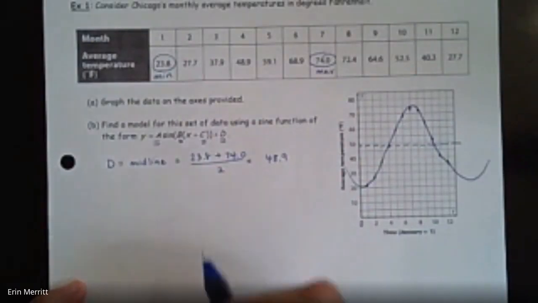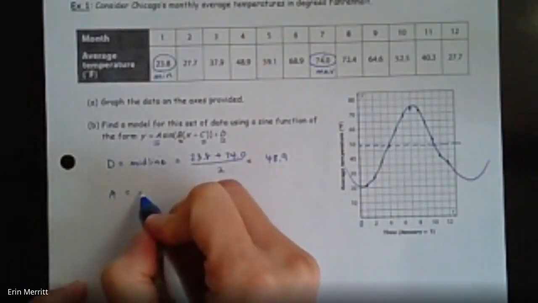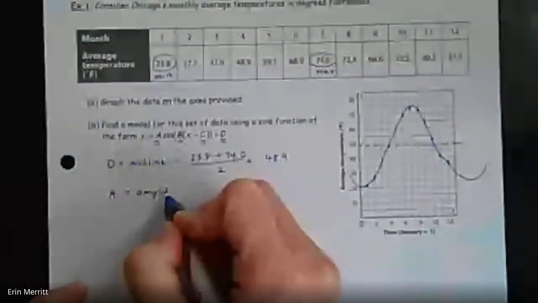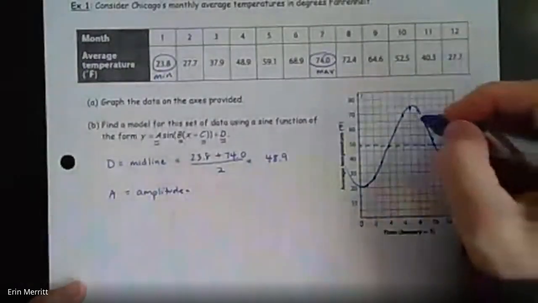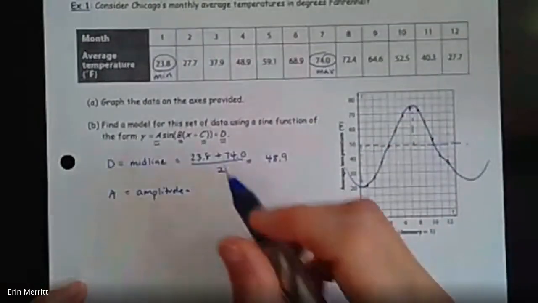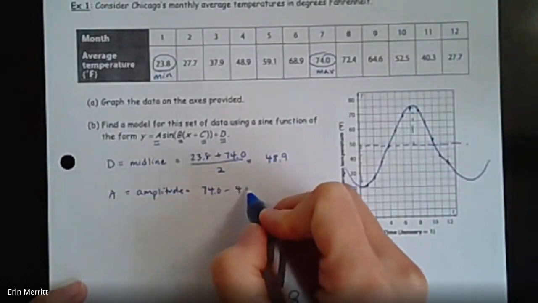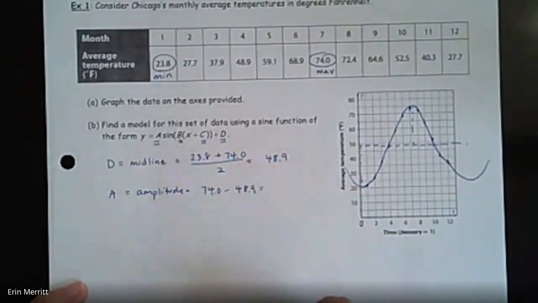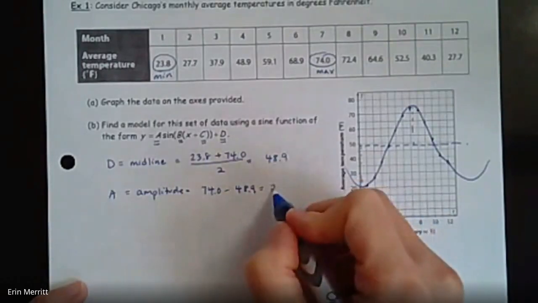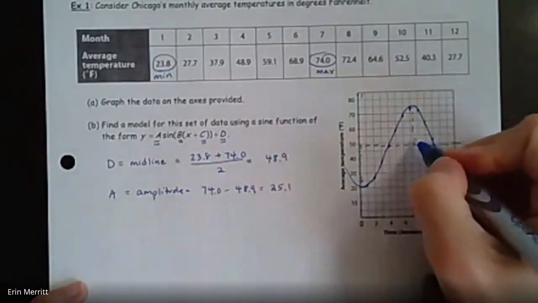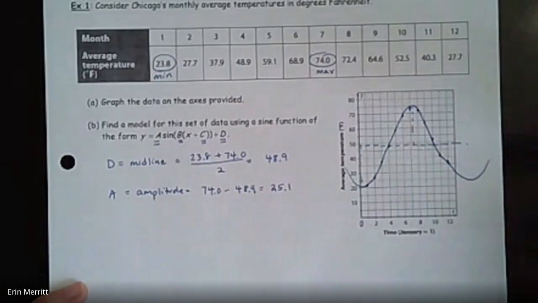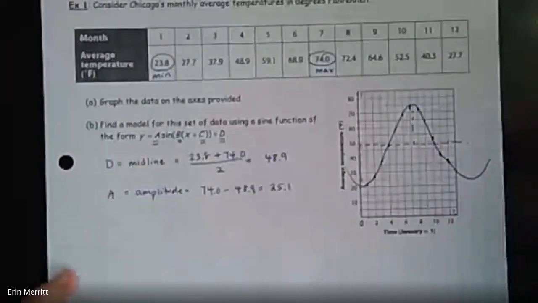The things that we can now figure out, right? What's the amplitude? Well, the amplitude is the distance from the max down to the midline or the midline down to the bottom, whichever way you want to think of it. So I'll take our maximum of 74.0 and subtract that midline of 48.9. That's going to give us a difference of 25.1. So that's that stretch right there. So now we've got our amplitude.